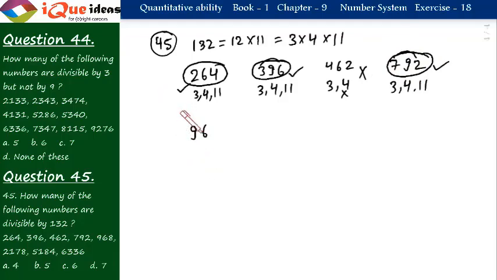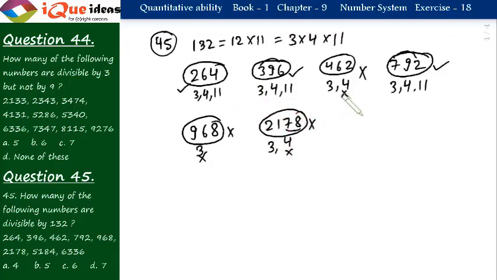Then the next number is 968. Let's check. Is it divisible by 3? 9 plus 6, 15 plus 8 is 23. Oh, so it's not divisible by 3 itself. So finished. You don't need to check further for 4 and 11. Then the next number is 2178. Check the sum of digits. 2 plus 1, 3 plus 1, 7, 10 plus 8, 18. Is it divisible by 3? Yes. Is it divisible by 4? Last two digits 78. Not divisible by 4. So you don't need to go further. This cannot be our answer.